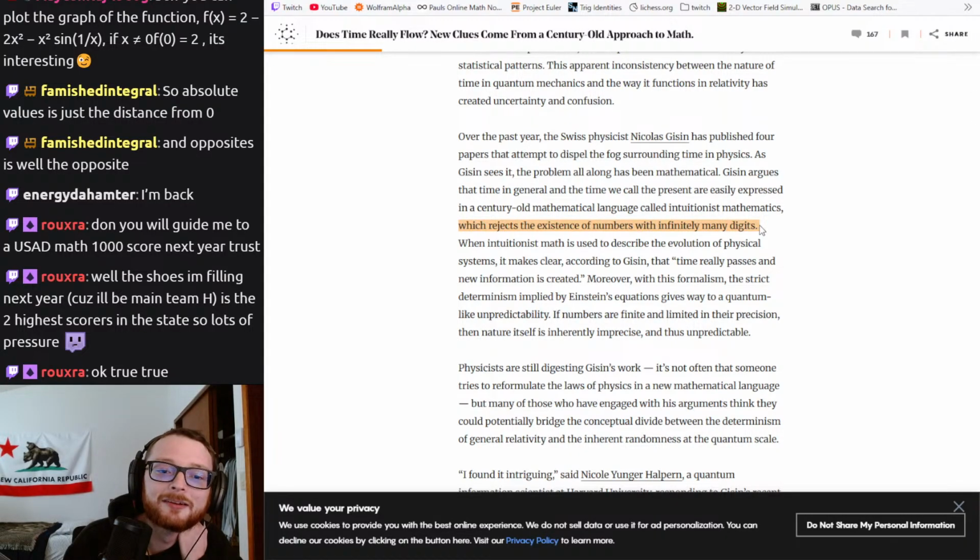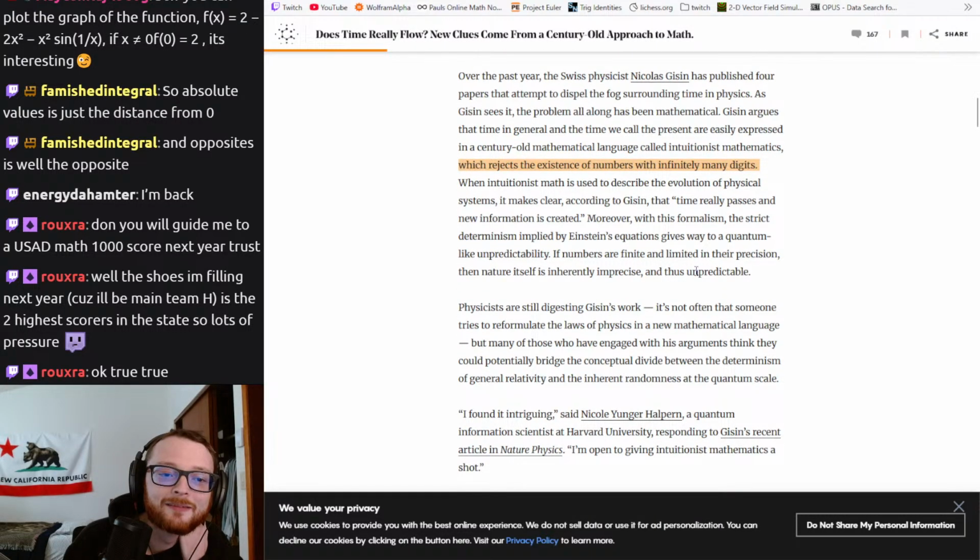Huh. No more pi, no more 1/3. Are you just not allowed to divide 1 by 3 then?